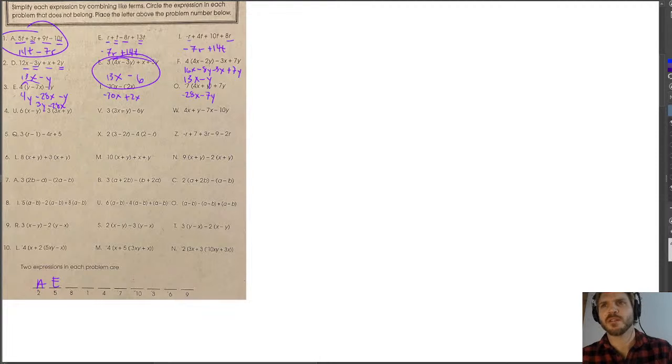Oh, I see. This is negative 28x. Did I mess something up? 4y. Yes. 4y minus 28x minus y is 3. Yep. So this is plus 7y. Ah, okay. Yeah, I did mess this up. And then so 7y, negative 7 plus 7 is negative 28x. So then this doesn't belong, so this is E.